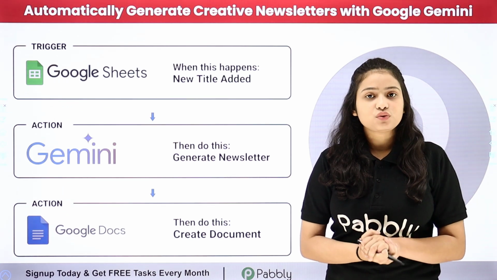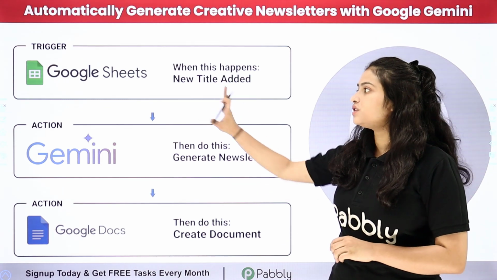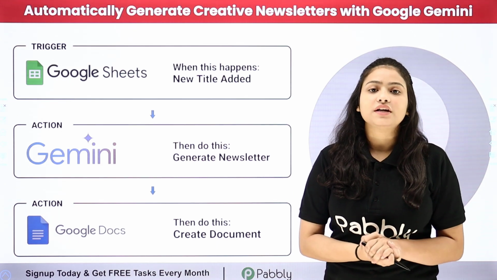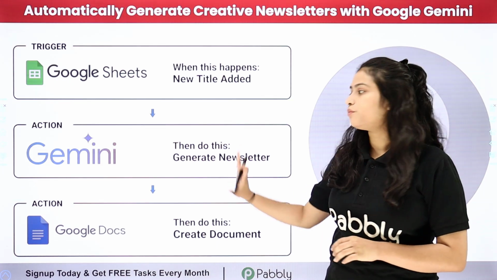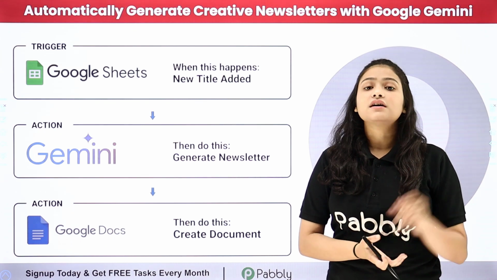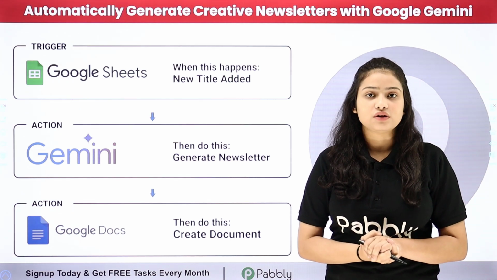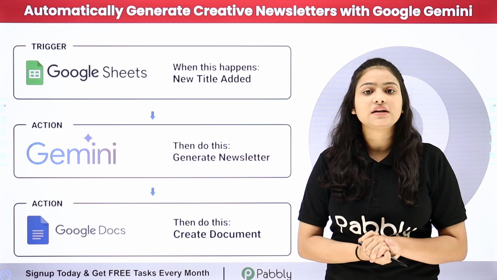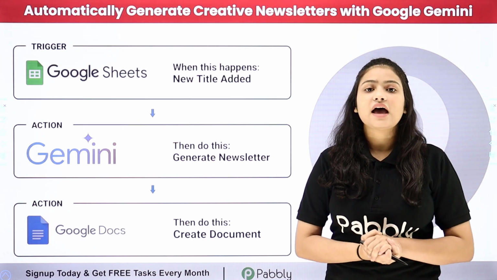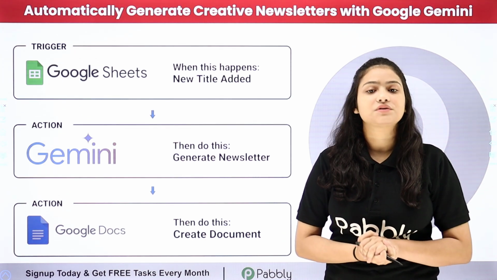Now I want that as soon as I add a new title in my Google Sheets for a newsletter, then immediately content should be generated automatically with the help of Google Gemini for that, and the newsletter should be added in my Google Documents safely, so that I can notify my team members that the newsletter is ready and they can preview it and send it to the subscribers.